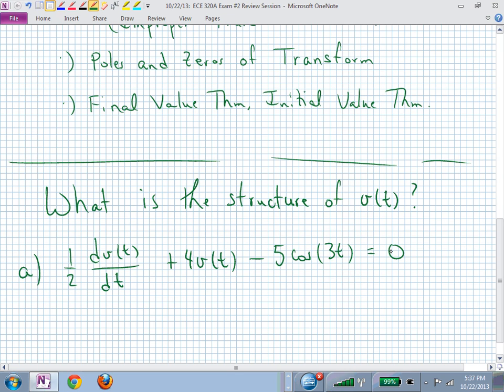and that forced first order differential equation is true for t greater than or equal to 0. Now you're asked to find what's the structure of the solution to that differential equation, where the solution is v of t? That's the question. Is it clear what I'm asking for? You don't have to find the complete solution. You could, but that's more work than's needed when I'm just saying find the structure.